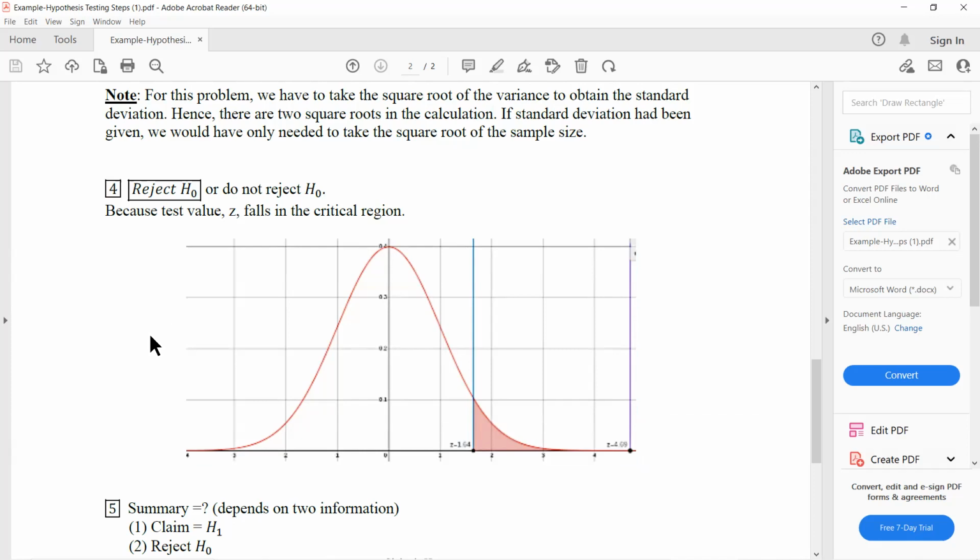So now for step 4, we're going to draw your curve, put in 1.64, shade the region, show me that 4.69 falls in that region. And then step 4 is your decision statement. So we're going to write reject H0 or do not reject H0. It's always the same statement. Reject H0 or do not reject H0. And we're going to box reject H0 because this should be rejected. And remember to box your step number.